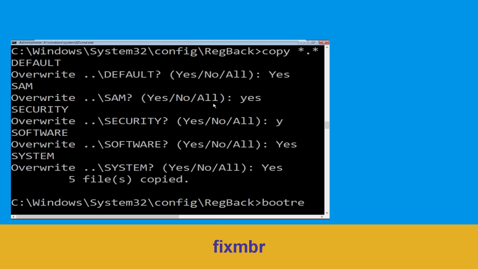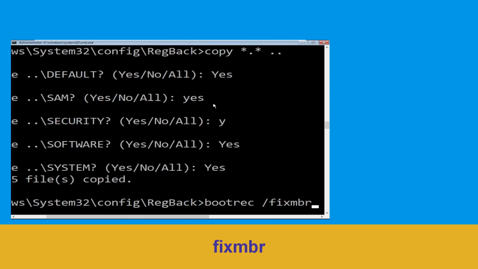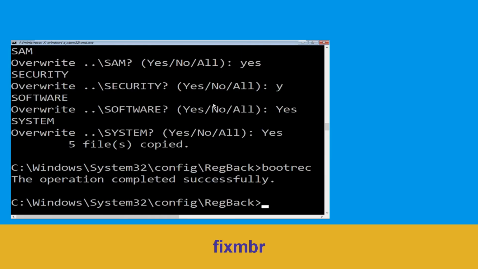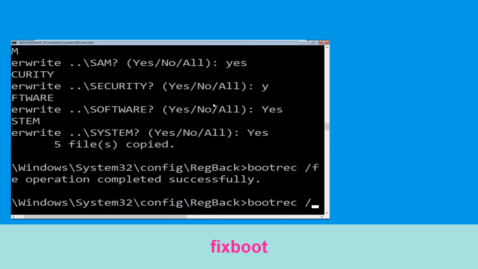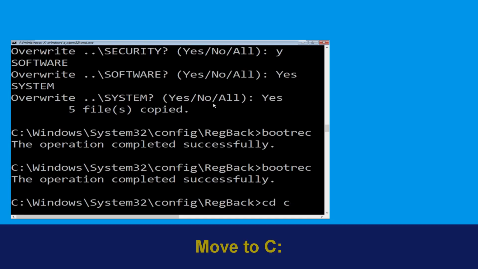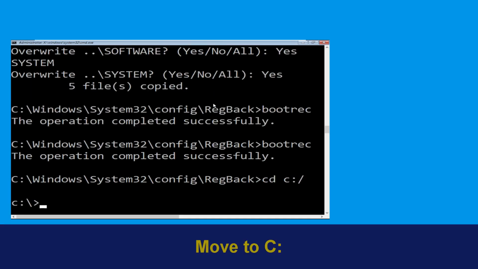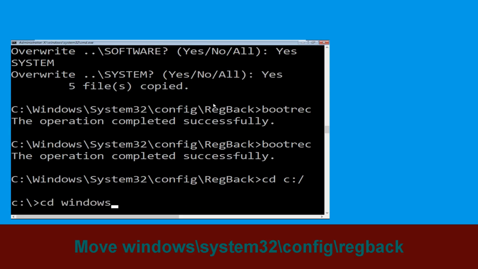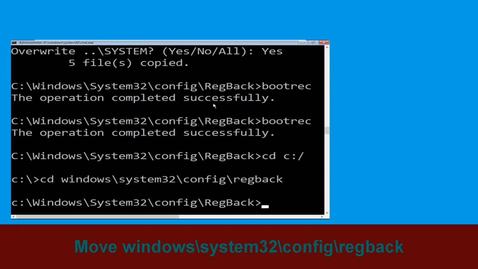Now type bootrec space /fixmbr and hit enter to execute the command. Type bootrec space /fixboot and hit enter. Type cd space c: and hit enter. Let's execute this command. Type cd space Windows /system32 /config /regback. Then simply we need to hit enter to execute this command.